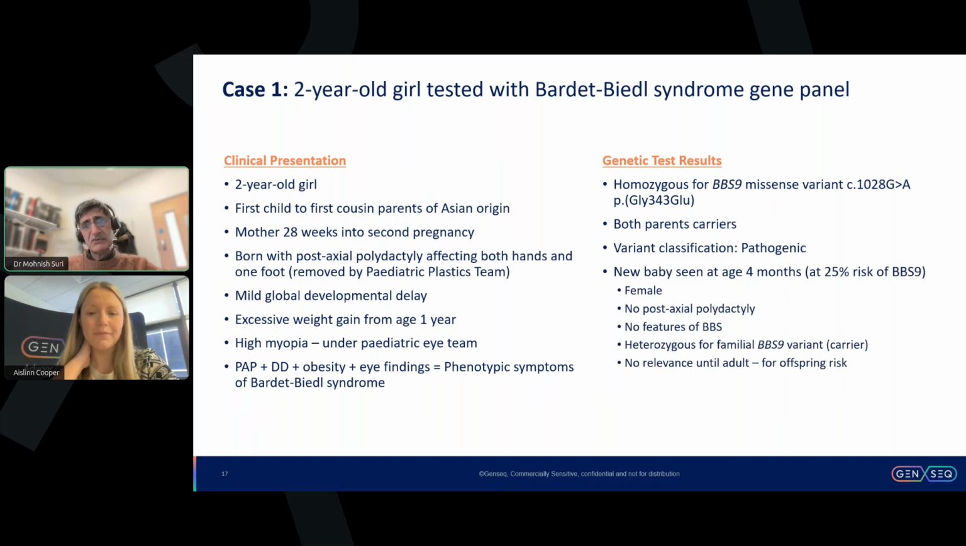By the time these results were available, the new baby had been born, and I saw her in clinic again when she was 4 months old. She was at 25% risk of BBS9 because this is an autosomal recessive disorder. So this girl had not been born with any post-axial polydactyly like her sister. She had no features of Bardet-Biedl syndrome. We found that she was like her parents. She was a carrier. She was not affected, and that is not going to have any relevance for her health until and unless she is an adult and she's thinking about starting her own family. And even then, it's going to be much more significant if her partner and she were to be consanguineous, like cousins and so on.